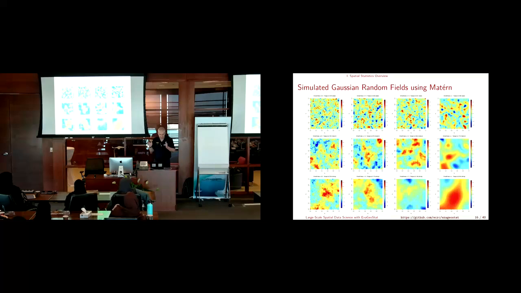When this parameter nu is small, the realizations are rough. So if you go from left to right, here on the left, the realizations are very rough, and here they are very smooth. This parameter nu: first column is 0.5, second column is 1, third is 1.5, last is infinity. So this controls how rough or smooth the field is.